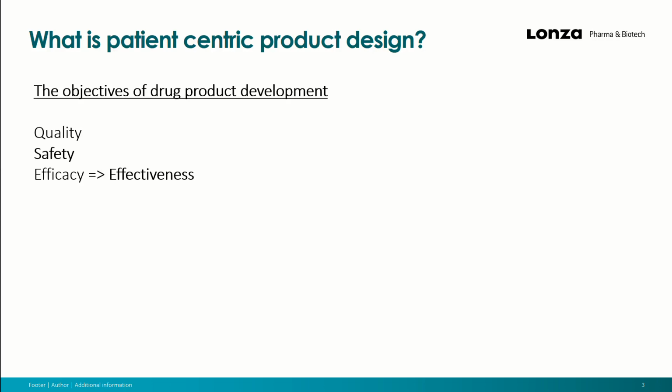Effectiveness means what is happening in the real world. And we know there's a lot of evidence that there's a huge gap. What I see in my clinical trial, I cannot repeat in real life. So there's a gap between efficacy and effectiveness. And that's where this patient centricity is coming in.